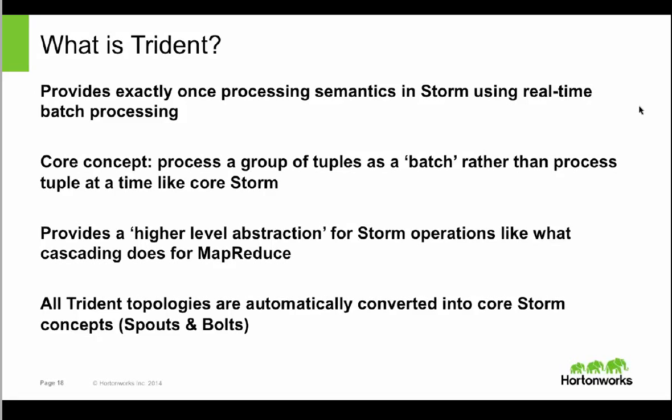So what is Trident? Trident is a high-level abstraction that's built on top of Storm's core primitives. It's part of Storm. Trident is just the name of the API and the associated functionality. Trident provides an alternative method for defining topologies where tuples are processed in small microbatches. That's as opposed to one at a time, which core Storm does. And this batching mechanism basically allows you to achieve exactly-once semantics within Storm. A good analogy is that Trident does with Storm's core primitives what something like Cascading or Pig does for MapReduce.